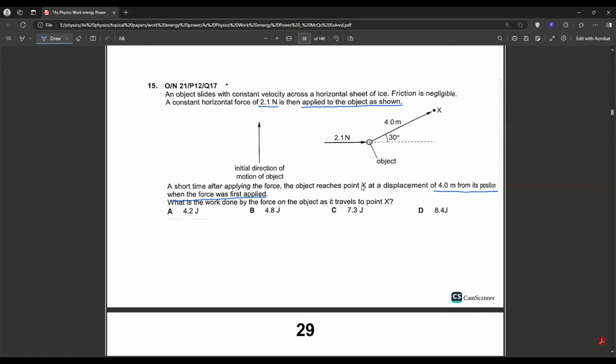So, what can we do? We can break this distance down. We can calculate the horizontal component of the distance, that is 4 cosine 30. And now we can easily calculate work done. 2.1 into 4 cosine 30. This is equal to 7.3 joules. C is your answer. The answer to 28 is C. Perfectly fine. Let's further move ahead.